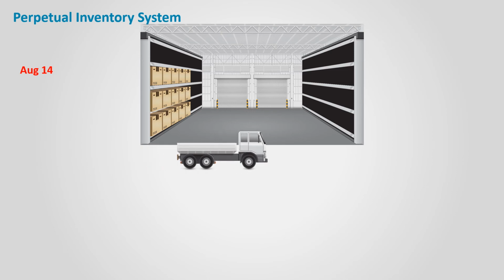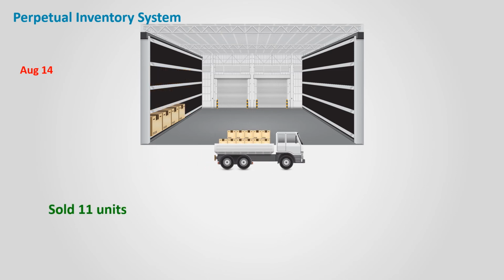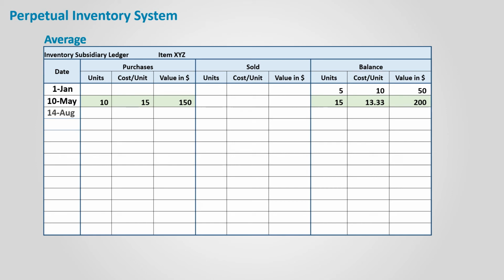On August 14th, the business sold 11 units. This is recorded under the sold section. Notice that we're using the average method. So we're using the average cost per unit that we last calculated, which is $13.33. So the cost of the 11 units is 11 multiplied by 13.33, which is $146.67. This leaves a balance of 4 units multiplied by $13.33, which gives us a value of $53.33.